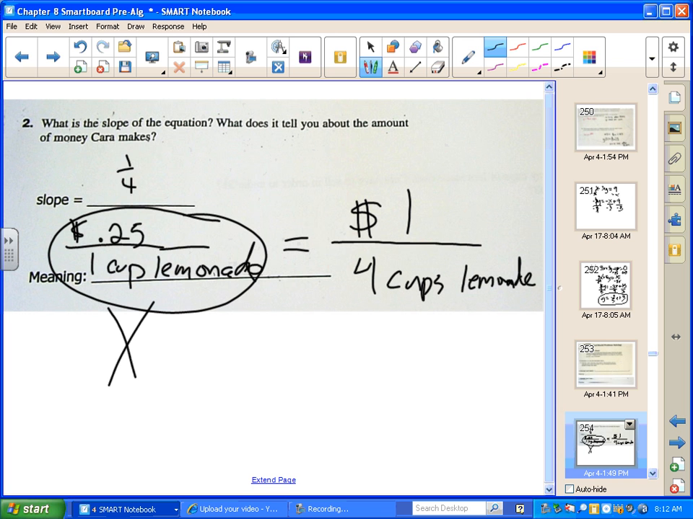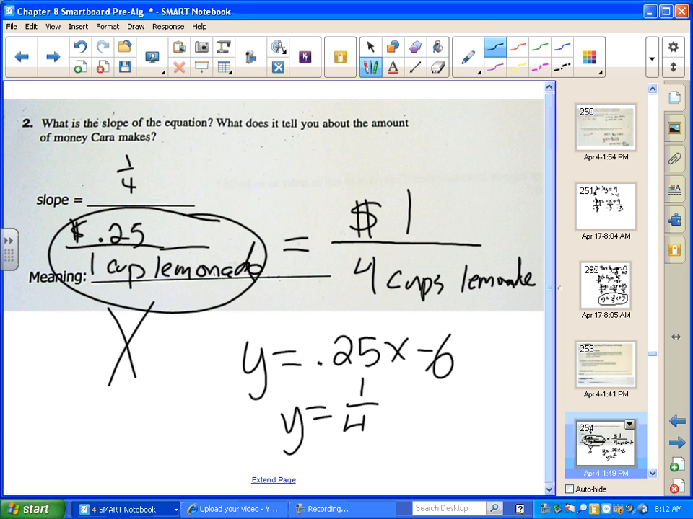Okay, in the problem, they give you the equation, Mary, at the top. The equation is y equals 0.25x minus 6. They give you the equation. So all you're doing is changing that 0.25 to 1/4. Yep, that's the y-intercept and that's the slope. You okay? Annalise? Do not do that.